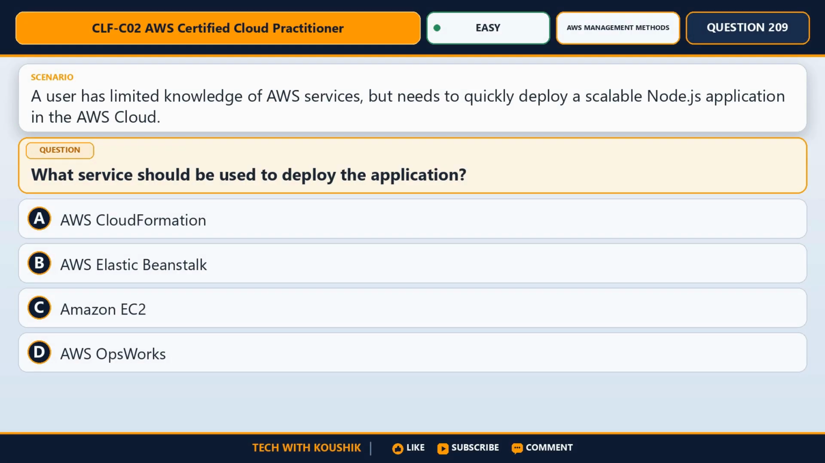Question number 209. A user has limited knowledge of AWS services, but needs to quickly deploy a scalable Node.js application in the AWS cloud. What service should be used to deploy the application? Option A. AWS CloudFormation. Option B. AWS Elastic Beanstalk. Option C. Amazon EC2. Option D. AWS OpsWorks.